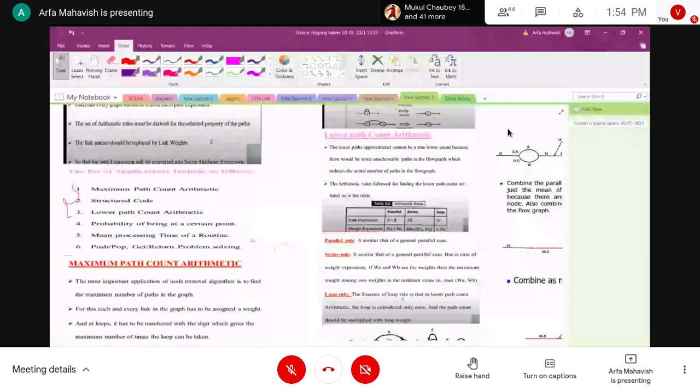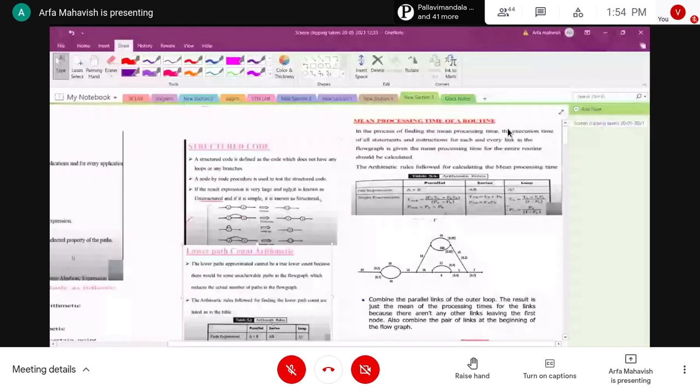Mean processor time of a routine. This is the process of finding the mean processing time. The execution time of all the statements and instructions for each and every link in the flow graph is given, and the mean processor time for the entire routine should be calculated. So we will be finding the execution time of each and every link in the flow graph.